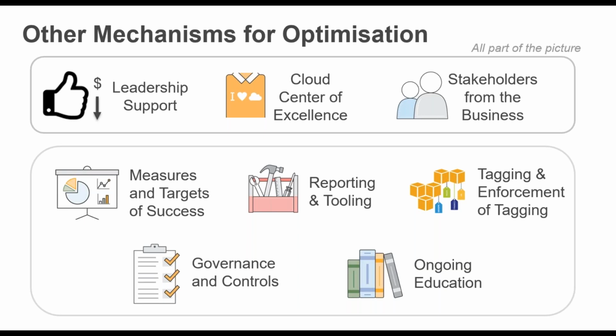Kat and Angela are going to really drive into the Cloud Center of Excellence. Potentially look at setting that up in your organization because that's going to feed into these goals and tools that you're allocating or enabling. You can look at engagement from your business stakeholders. That's always beneficial in getting these projects done. And then all these other areas below. So the measures and the targets that we've mentioned, you can take advantage of the AWS native tools for reporting, tagging enforcement, governance controls, and then of course continuously looking at ongoing education.